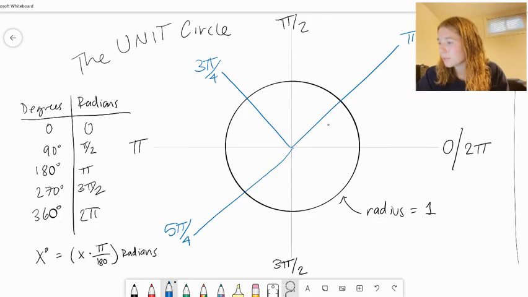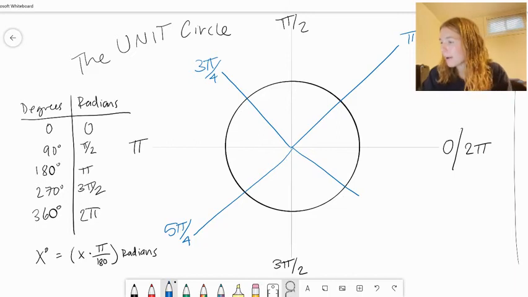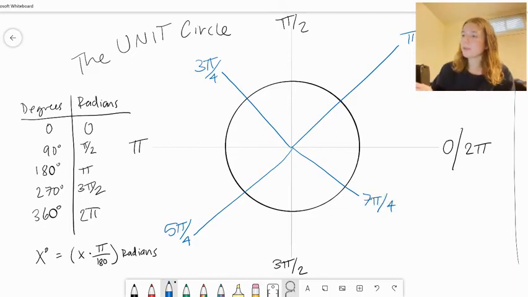And over here is going to be, that's kind of in the way. You know that the radius is 1. So down here we're going to have 7 pi over 4. So that is our unit circle divided into eighths.